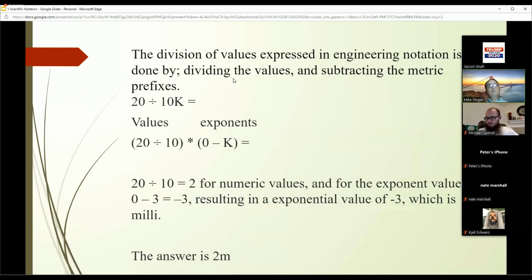Now, if I wanted to do the math with some of these exponents, for example, here I've got 20, and I'm going to divide that by 10K. Now, there's a couple different ways we could do that. We know that if we're going to take 20 and divide it by 10K, 10K is times 10 to the third. I could add 3 zeros and actually just do the math, right? That'd be 20 divided by 10,000. And that would give me a number. And then I could convert that number back to engineering notation.